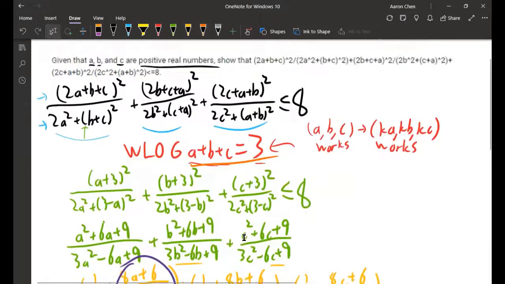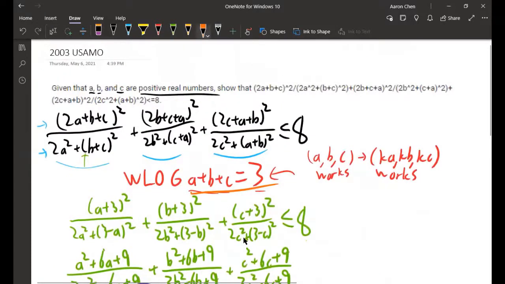This shows that (2a plus b plus c) squared over 2a squared plus (b plus c) squared, plus (2b plus c plus a) squared over 2b squared plus (c plus a) squared, plus (2c plus a plus b) squared over 2c squared plus (a plus b) squared is less than or equal to 8.